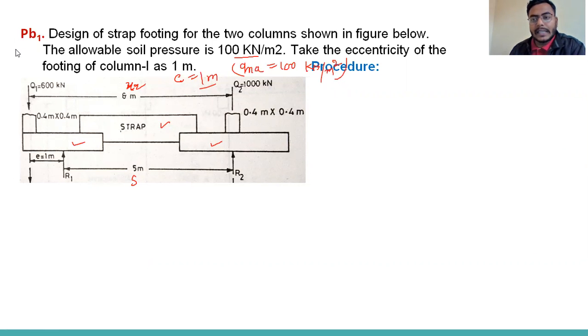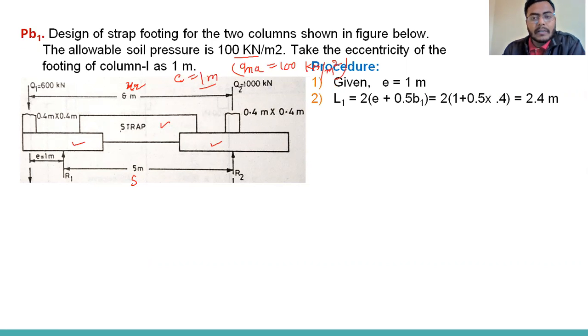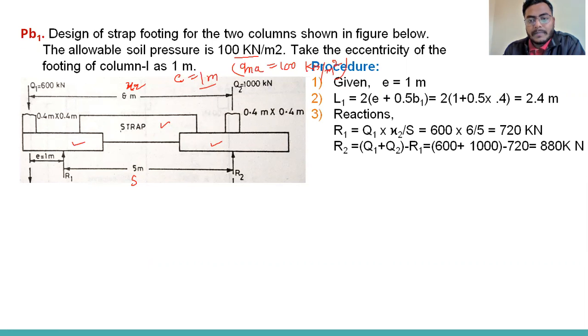So first we will assume E. In the question it is given 1 meter. Now we can calculate L1, that is the length for the first footing. So we have this formula, and we get 2.4 meter. Once we have the L1, we can calculate R1 and R2 reactions. All these formulas which I'm using here, I have discussed how they came. So R1 we got 720 kilonewton, R2 we got 880 kilonewton.